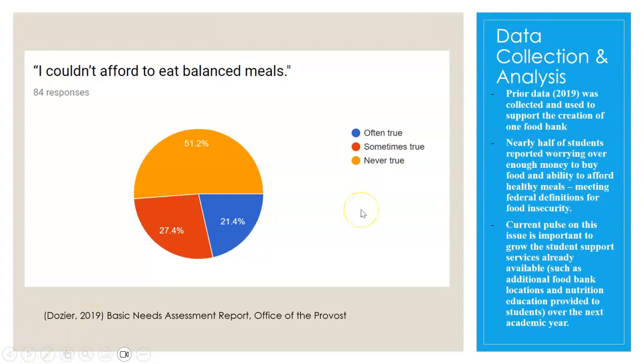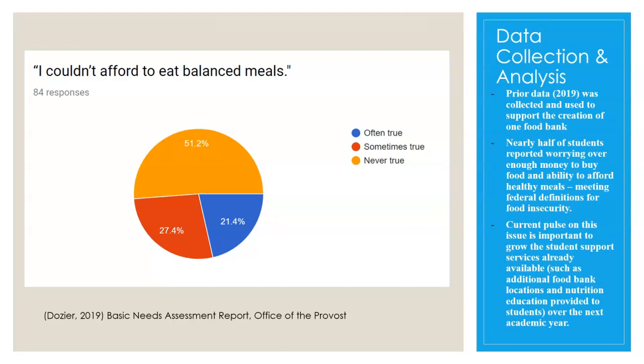And the reason I say that is prior to COVID semesters in 2019 at TCC, we did assess some of these initial baseline understandings of food insecurities in our students. And this is just a snippet of some data that I pulled from a report I worked on with our provost office at the time. And we did notice, we were able to conclude that nearly half of our students reported worrying about enough money to be able to afford healthy meals, not just any type of meals, but healthy meals that are going to sustain them and give them the energy they need for a healthy lifestyle.